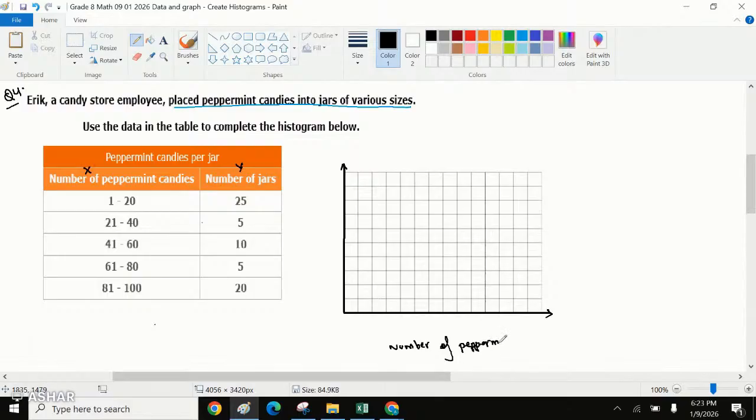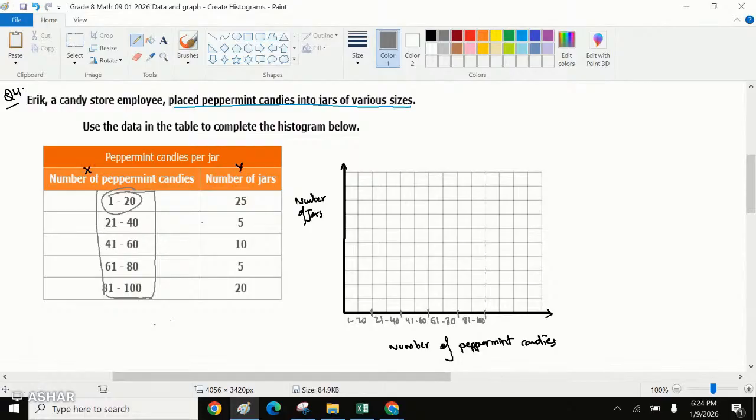Peppermint candies, right? On the x-axis, we will have peppermint candies. And on the y-axis, we will have number of jars. Okay. So we can see that the partition is for 20 each, right? So we can say this is from 1 till 20. This is 21 till 40. This is 41 till 60. This is 61 to 80. And this is 81 to 100, right? This is the given information which we have on the grid.